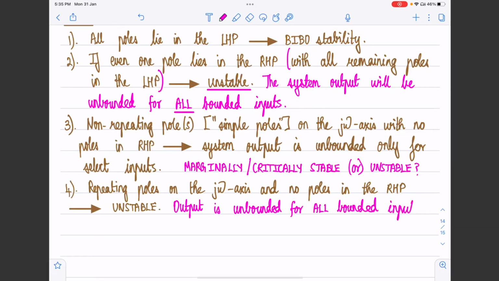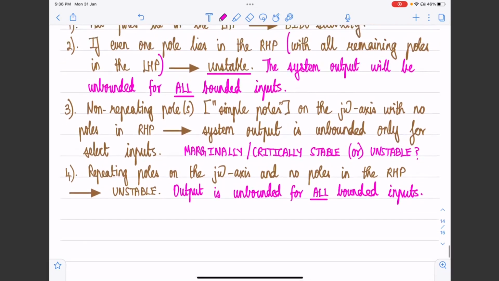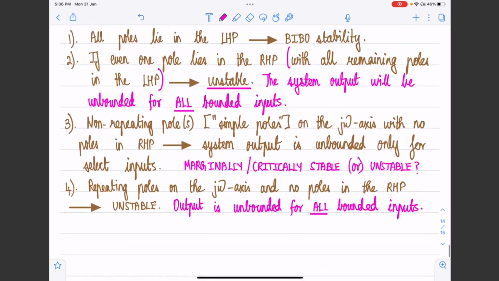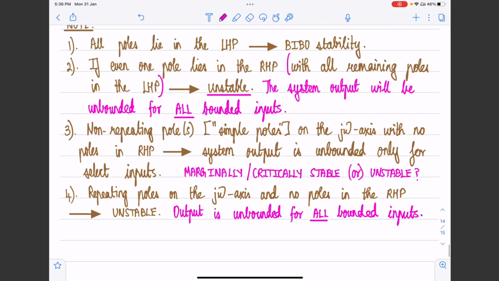In case 3, the output was unbounded only for selected bounded inputs. So in case 2 and case 4, if we encounter such cases, the system output becomes unbounded for all bounded inputs, whereas in case 3, only for selected bounded inputs. These are important facts that we need to remember.